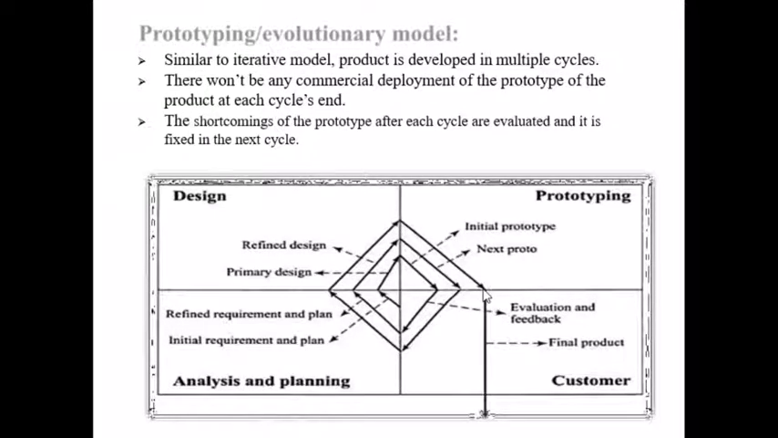So this particular cycle is repeated a finite number of times, and afterwards the final product is delivered to the customer. Before the completion of the product, the commercial deployment of the prototype is not done. The prototype is used only to get the feedback from the customer. So that is the prototype model.